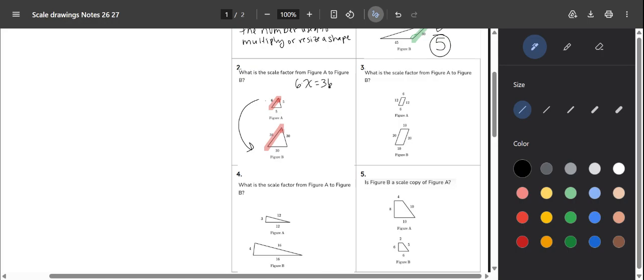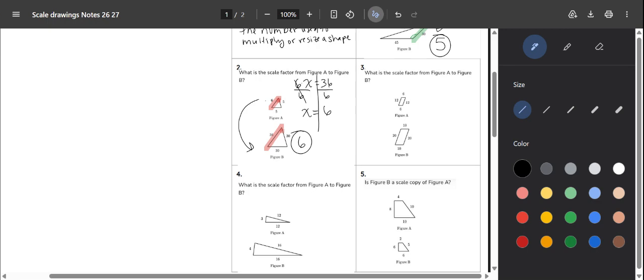Again, you may know your math facts. You may know what x is equal to. But if you didn't, if we had some trickier numbers like decimals or fractions, we would want to set up our equation and solve it. The opposite of multiplying by 6 is dividing by 6. That simplifies to 1x. And I know 36 divided by 6 is 6, so the scale factor is 6.